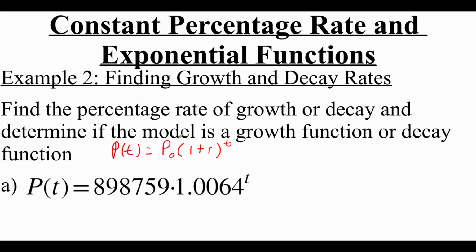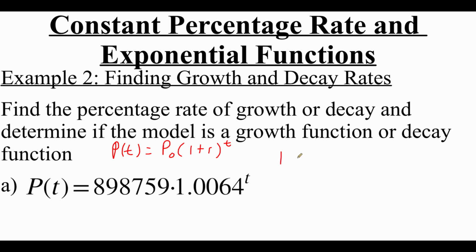As we look at our function as a whole, the first number is our initial population. So as we look at this function, that 898,759, that's our initial population. Where we're going to be looking to find our rate is really with this 1.0064 raised to the t power, because inside of our parentheses, that's where our r value is located.